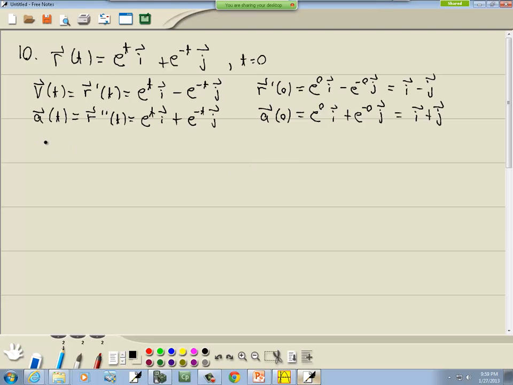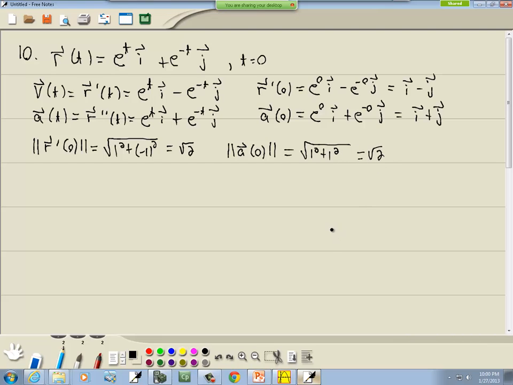Okay. Now we're also going to need the magnitude of r prime and the magnitude of a. So let me find that. Magnitude of r prime at 0. And r prime of 0 was i minus j. So we're going to have the square root of 1 squared plus negative 1 squared, which is the square root of 2. And the magnitude of a at 0, we'll take the i plus j here, and we got 1 squared plus 1 squared, which is the square root of 2. And I think those might be the only pieces we need.